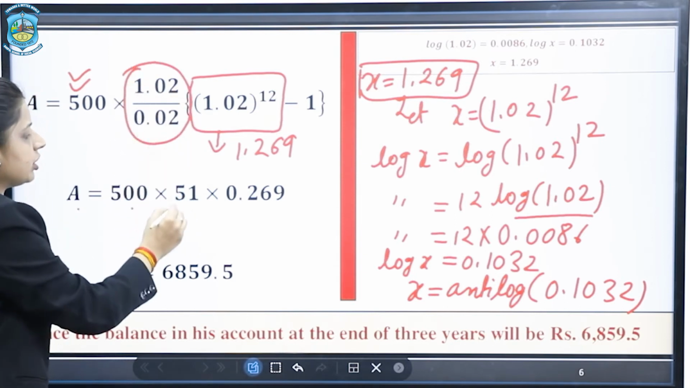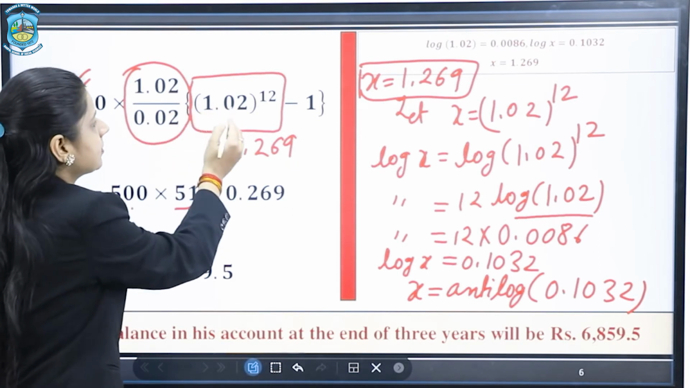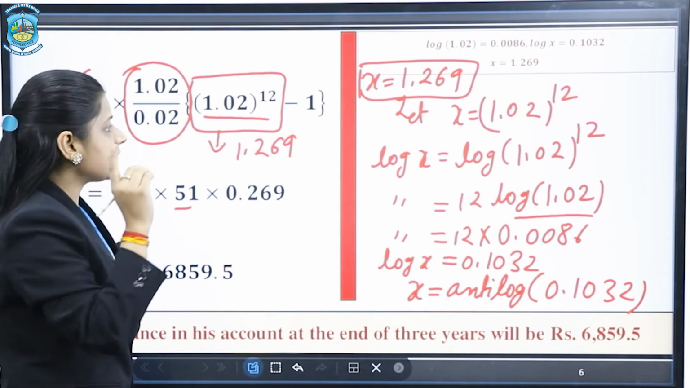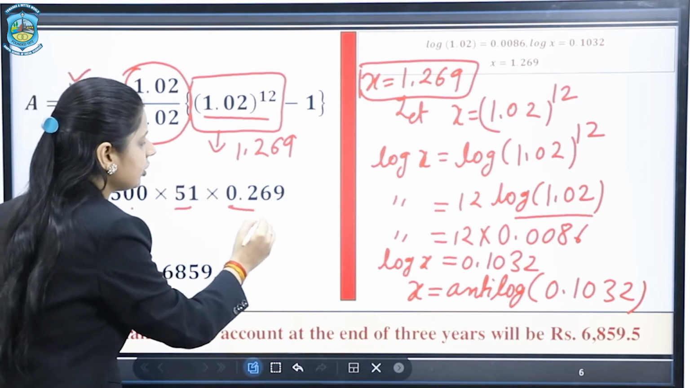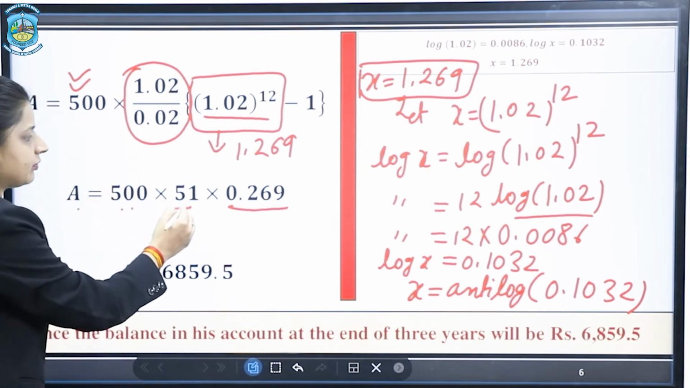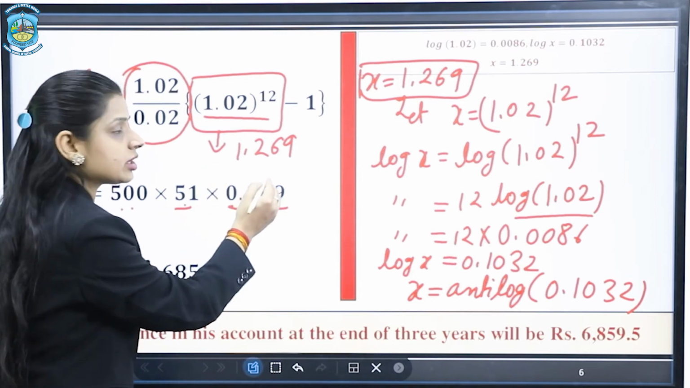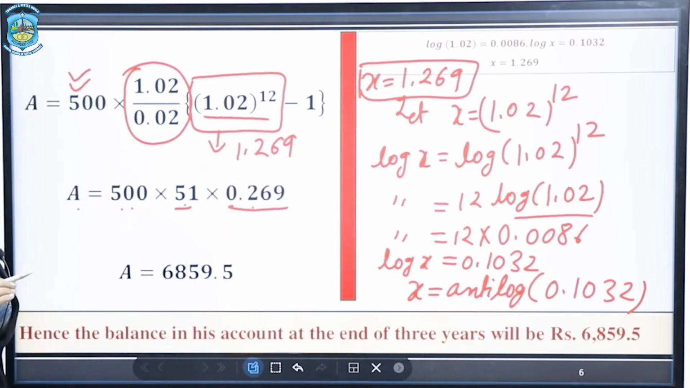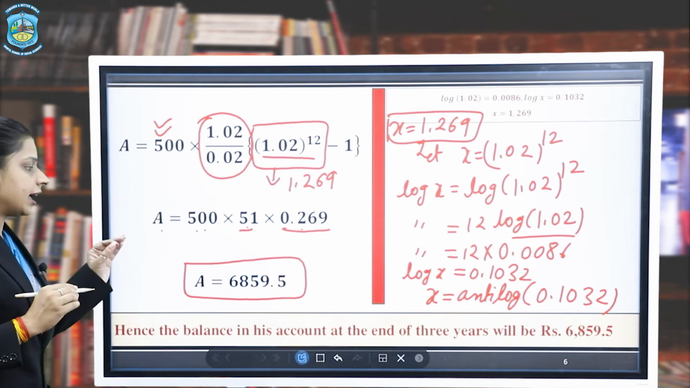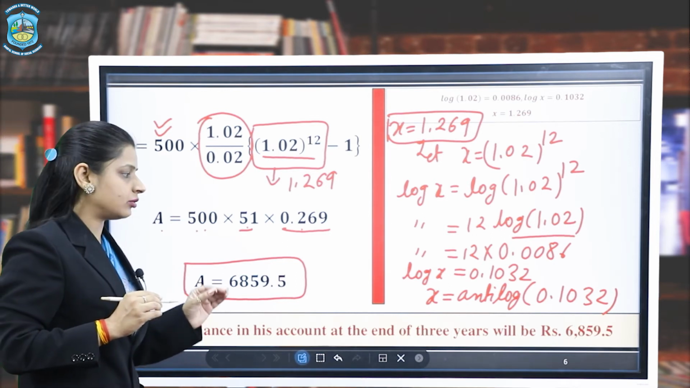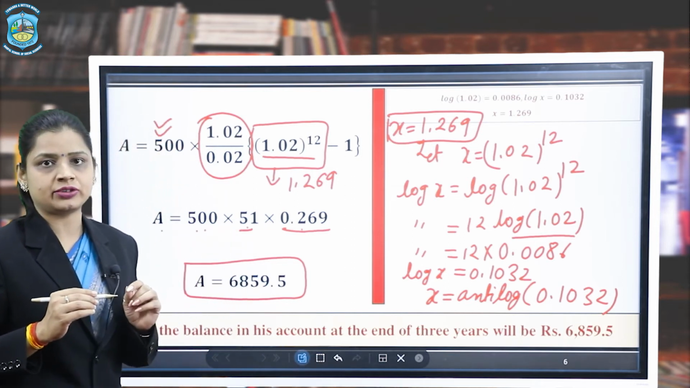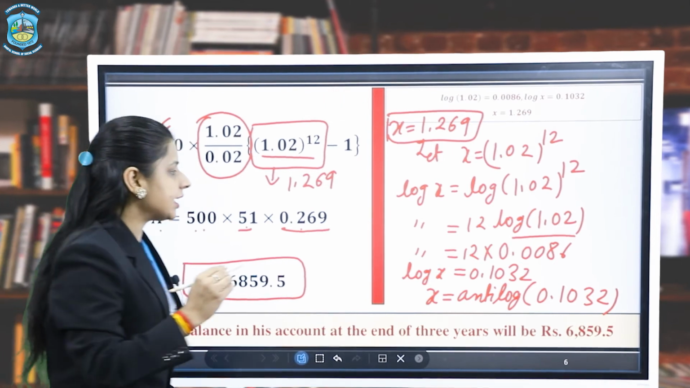So we calculate A: 500 times 1.02 by 0.02 is 51. Then we substituted the value of 1.02 to the power 12, subtracted 1 from it, and we get 0.269. And after multiplying 500 into 51 with 0.269, we get the value of A as 6859.5. Hence, the balance in his account at the end of 3 years will be 6,859 rupees 50 paise. That's our answer.